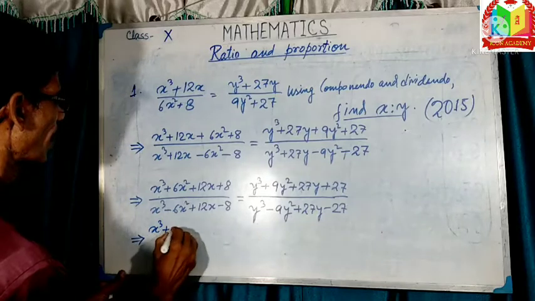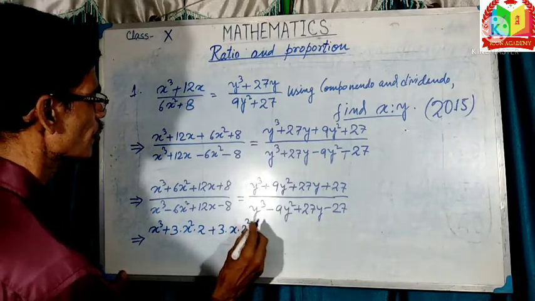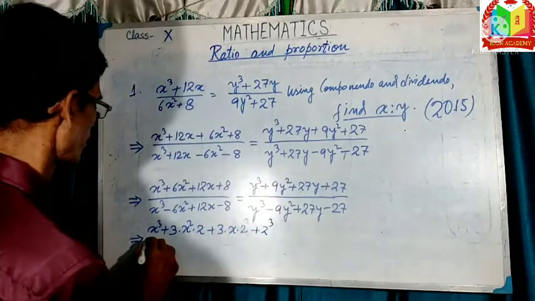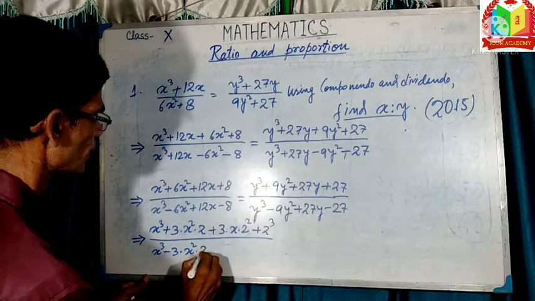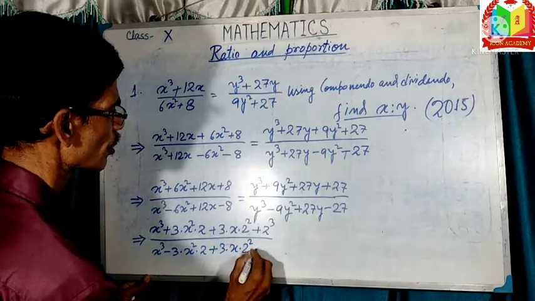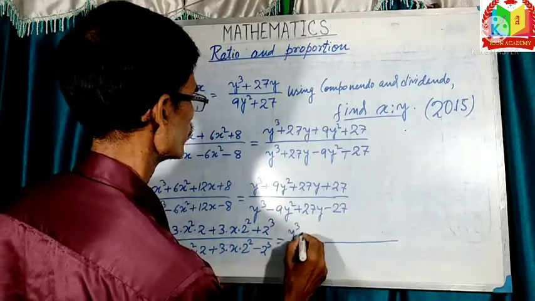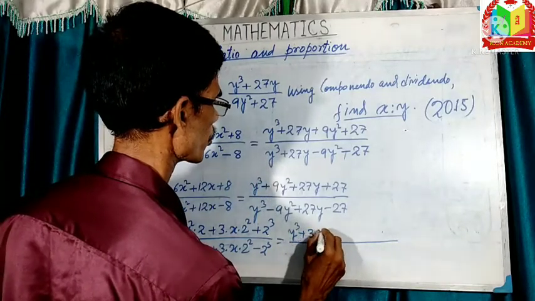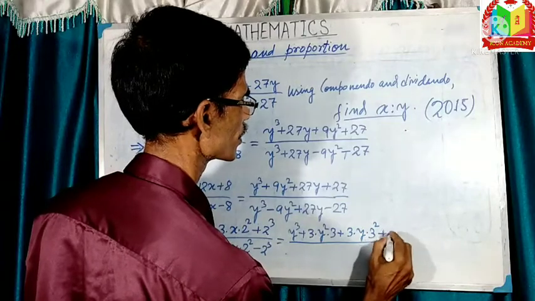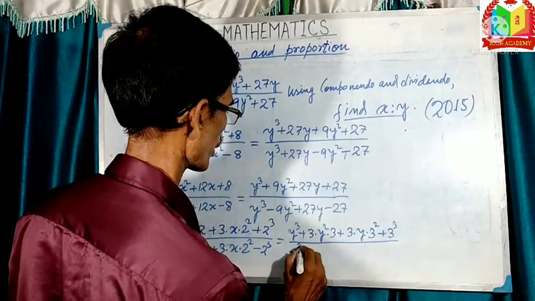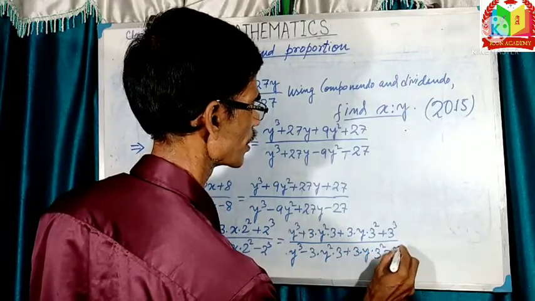x cube plus 3 into x square into 2 plus 3x into 2 square plus 2 cube by x cube minus 3x square into 2 plus 3x into 2 square minus 2 cube. Similarly, right hand side, y cube plus 3 into y square into 3 plus 3 into y into 3 square plus 3 cube by y cube minus 3 into y square into 3 plus 3 into y into 3 square minus 3 cube.